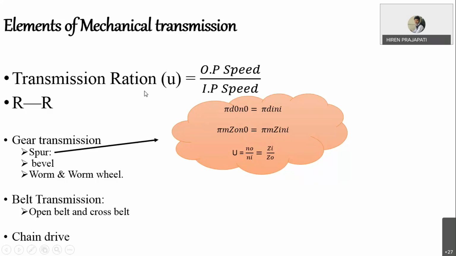Now if you want to find the transmission ratio, U is the abbreviation for transmission ratio. In our course we will be using this. So U equals n0 by ni, which equals zi by z0. Simply we can say the transmission ratio of any gear drive depends on the total number of teeth present on both the gears. So this is the transmission ratio for spur gears.